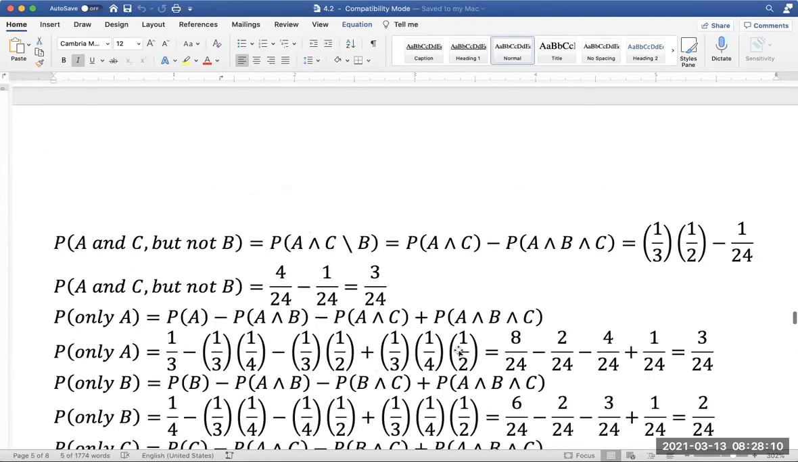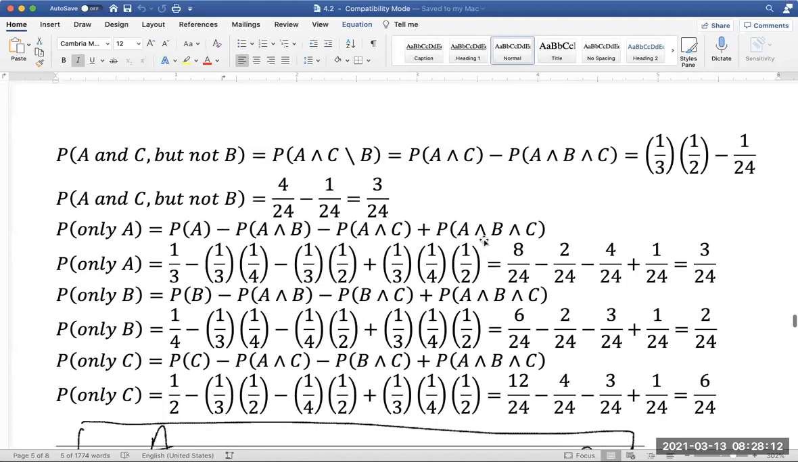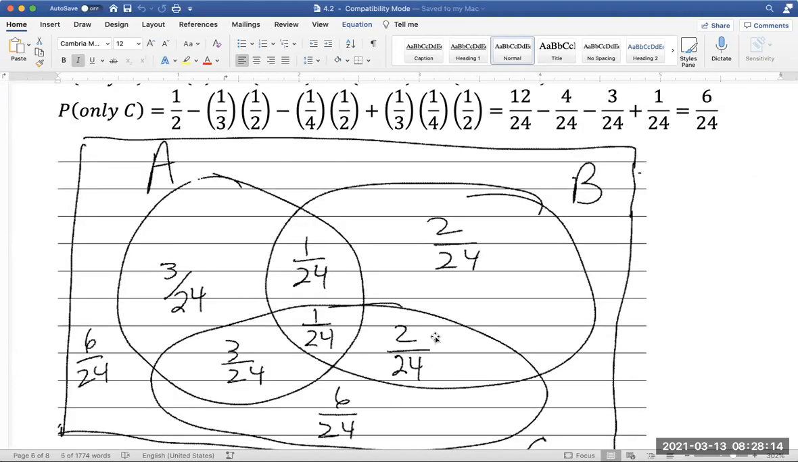Let's do this one. The probability of B and C. Well, 1/4 times 1/2 is 1/8, which is 3 out of 24. Minus this 1 out of 24 is 2 out of 24.